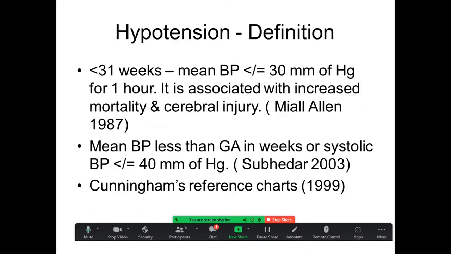Hypotension, I won't go into detail. But the thumb rule is, if you have a 32-weeker, then your mean blood pressure should be more than 32. So that is the way you can go for hypotension. The only thing is, you need to have a proper neonatal cuff for every age group or weight group, because as the baby's weight changes, the cuff size changes.